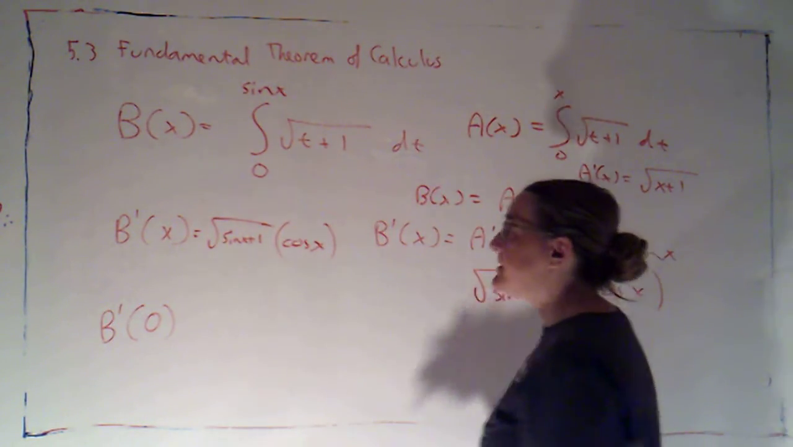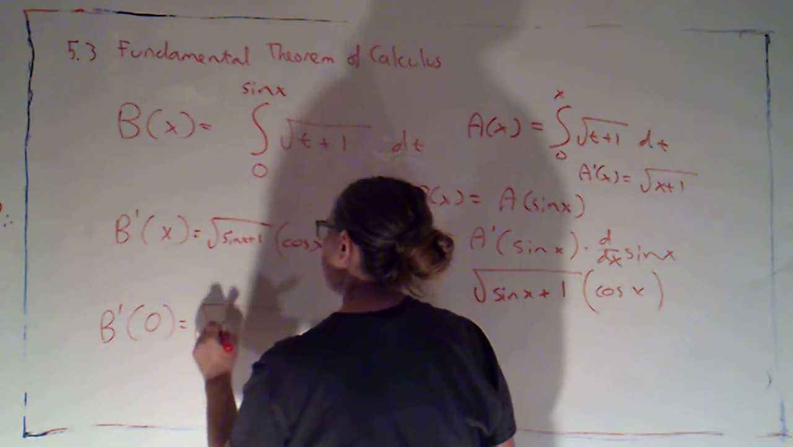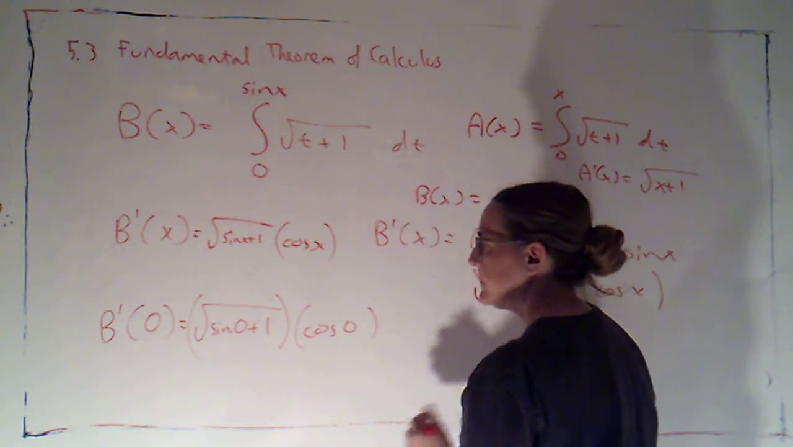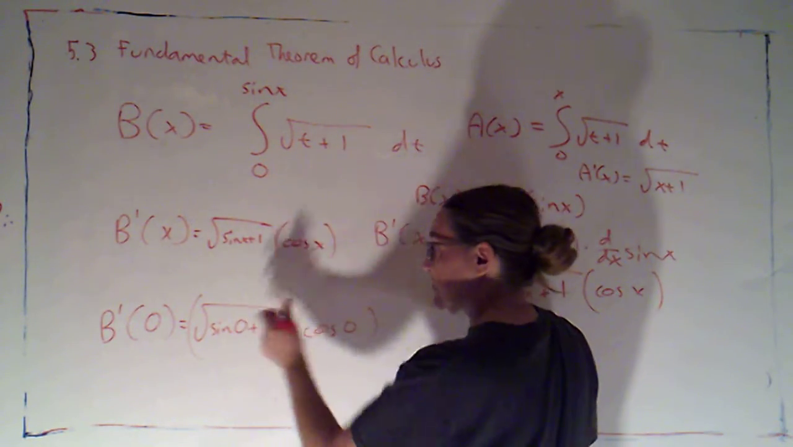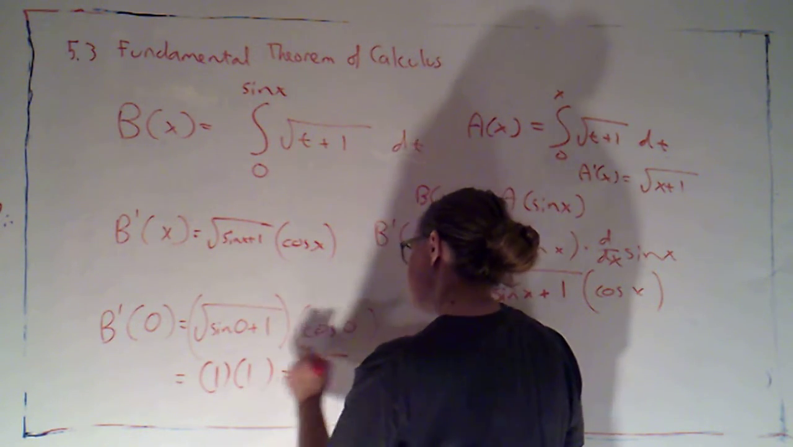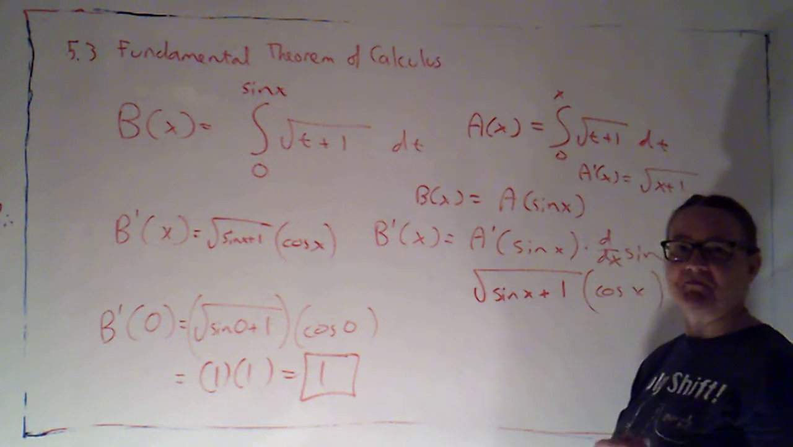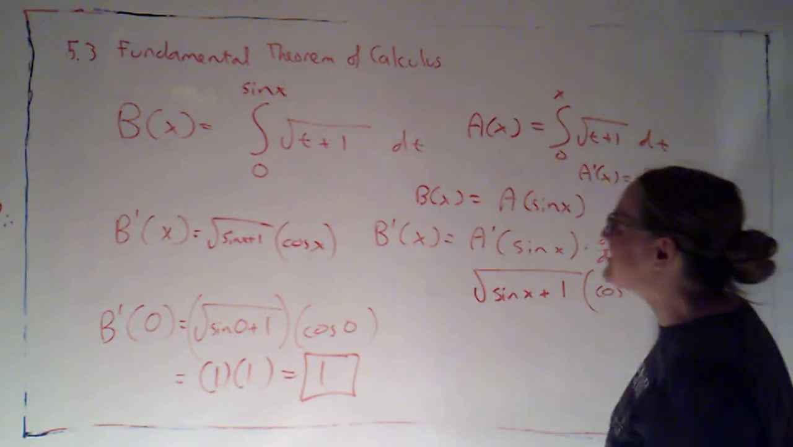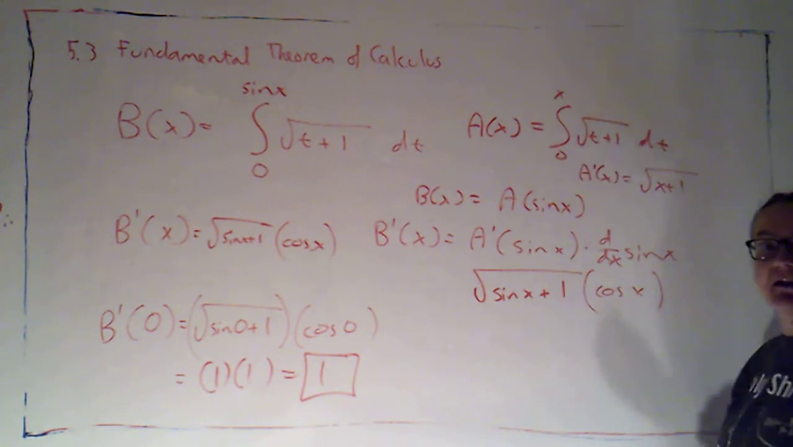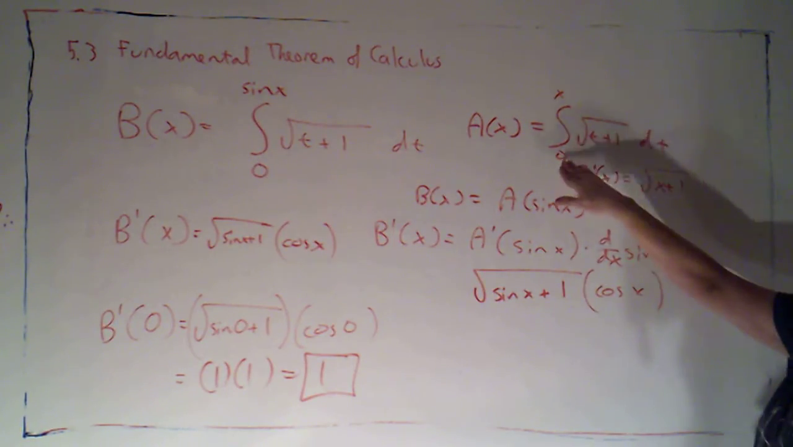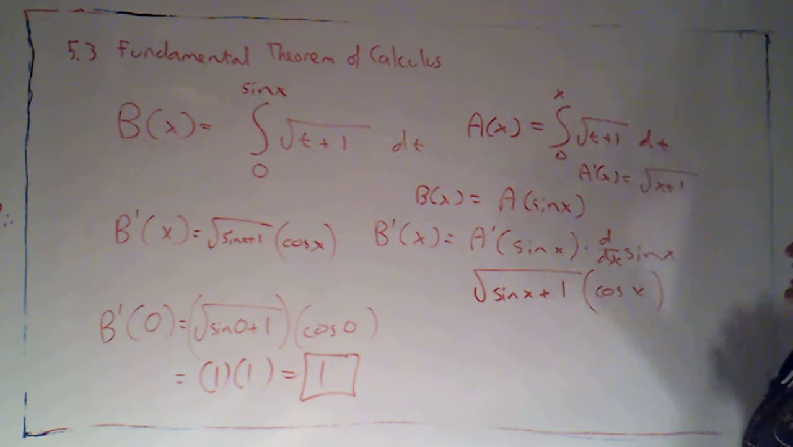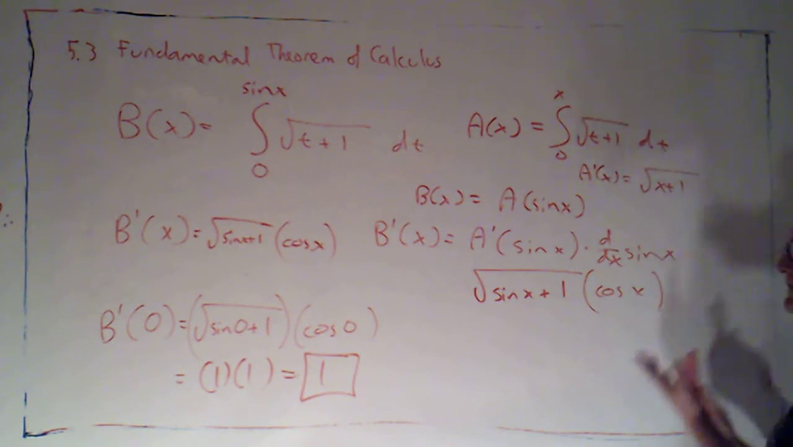So b prime of 0 would be the square root of sine of 0 plus 1 times cosine of 0. Sine of 0 is 0, plus 1 is 1, square root of 1 is 1, cosine of 0 is 1, and we get 1. So it does take a little bit of puzzling to fit the pieces together, but it's really just making it fit the formula. An area function is an integral from a fixed lower limit of integration to a variable upper limit of integration, and if you have that, when you take the derivative, you get the height function.